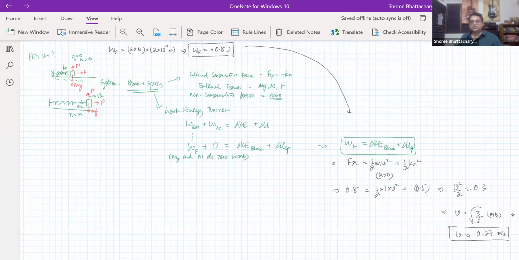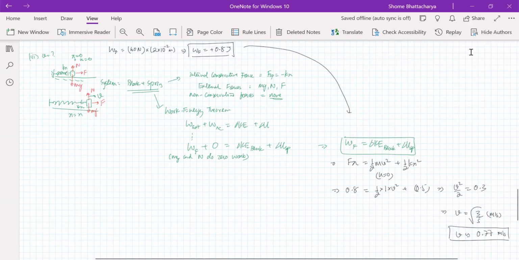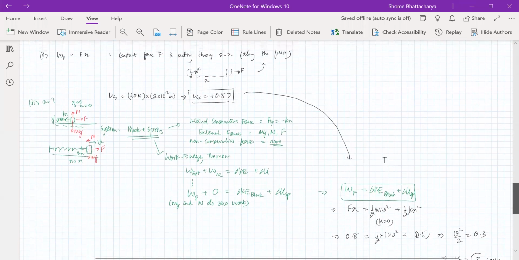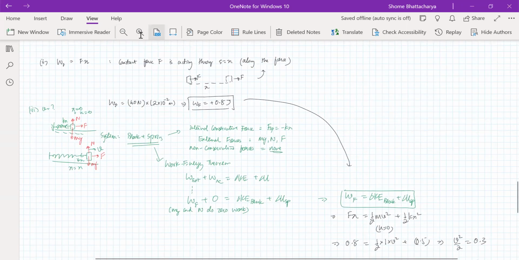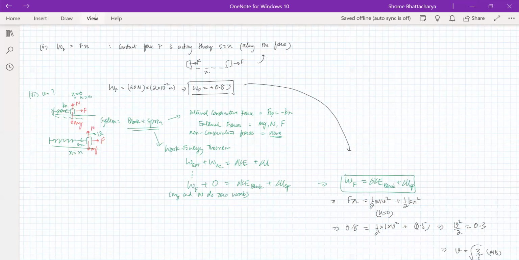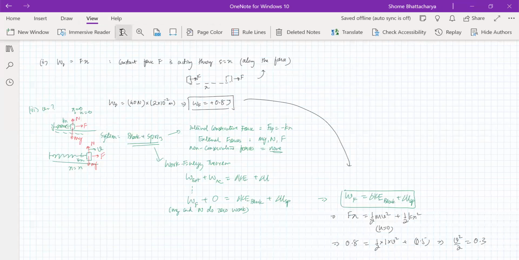I'll also show how this works with the work kinetic energy relation. But when we come to that, we'll have to do a small integration because the spring force is a variable force. So we'll need to justify the work done by the spring by using integration. Okay, so I'm just minimizing this a little more.